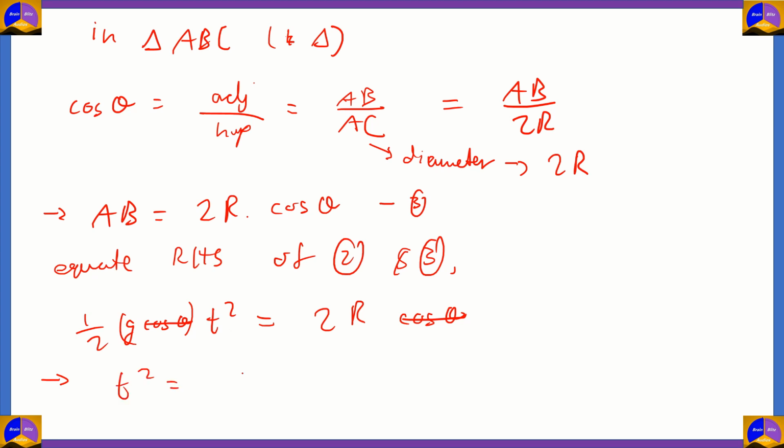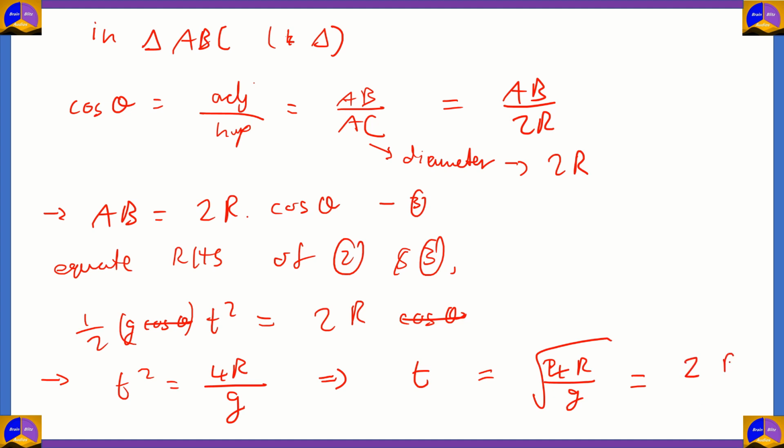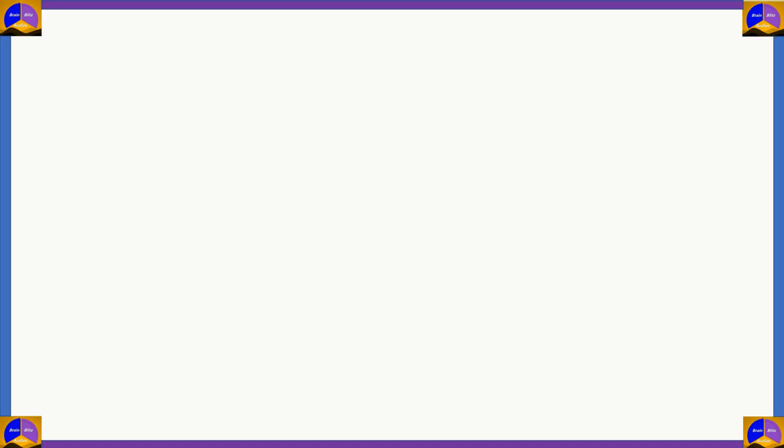So t squared will now be equal to 2 times 2r, that's 4r, divided by g. So t squared equals 4r divided by g. Now if we were to take the square root of both sides, t will be equal to under root of 4r by g. And now we know that the square root of 4 is 2 because 4 is a perfect square. And therefore, we can write the value of t as 2 times the under root of r by g. So t is equal to 2 times under root of r by g is our final answer.